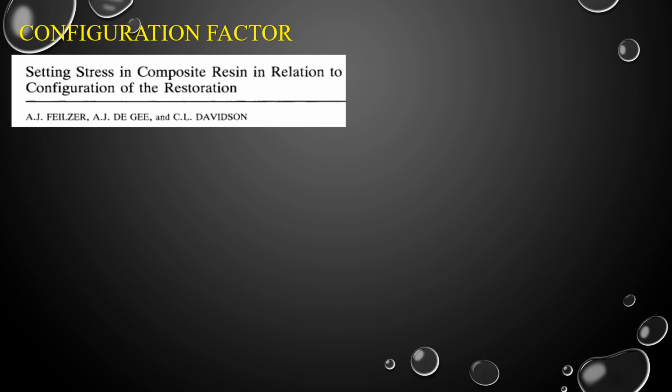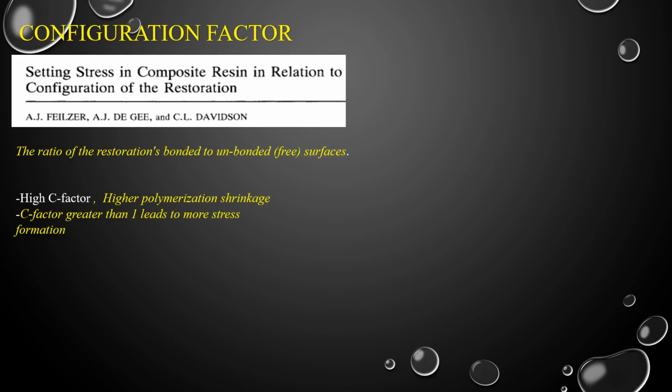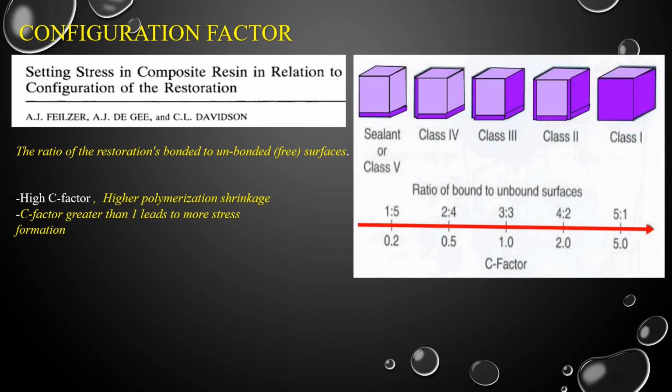The concept of configuration factor was given by Feilzer, who said that the C factor is basically the ratio of the bonded surface to the unbonded surface. So let us understand how it is related to the types of cavities. If we talk about a class 5 cavity, as you can see in the image, there is only one surface which is bonded to the composite. The rest, 5 surfaces, are free. So if we calculate the ratio of bonded, that is 1, to unbonded, which is 5, the answer we get is 0.2. If the number of bonded surfaces is 1, then the C factor is 0.2.